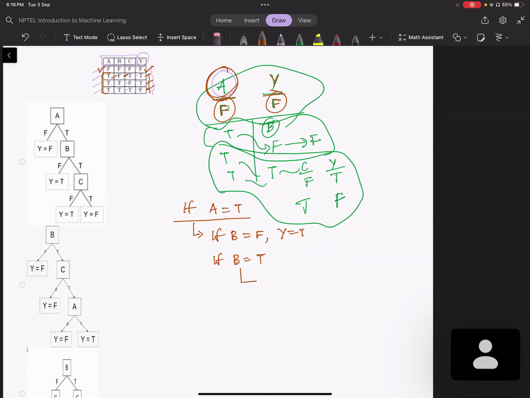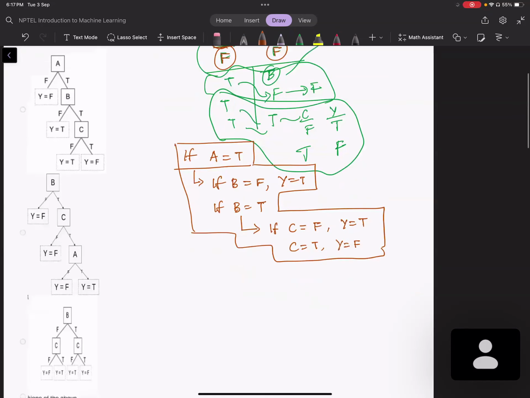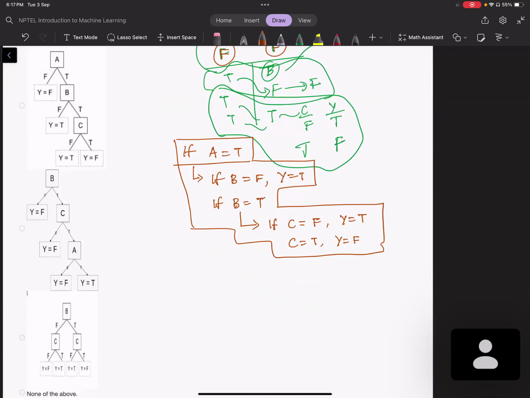So in this case, we'll go one level deeper and see the value of C. If C equals false, Y equals true. If C equals true, Y equals false. Okay, so this is a rule that you can follow to construct the tree. But this is one of the ways we can construct the tree. But is it the correct way of constructing the tree?